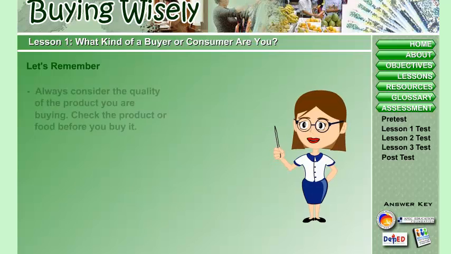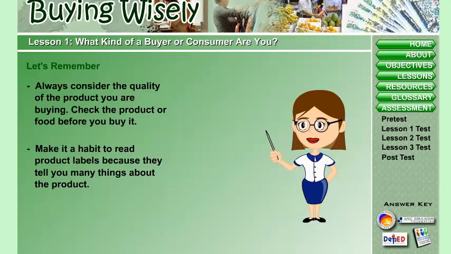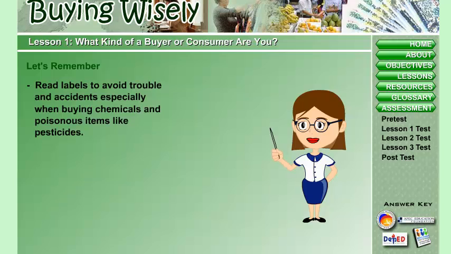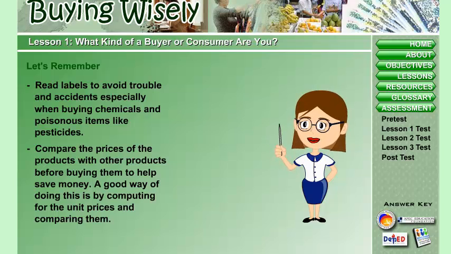Let's remember, always consider the quality of the product you are buying. Check the product or food before you buy it. Make it a habit to read product labels because they tell you many things about the product. Read labels to avoid trouble and accidents, especially when buying chemicals and poisonous items like pesticides. Compare the prices of the products with other products before buying them to help save money. A good way of doing this is by computing for the unit prices and comparing them.